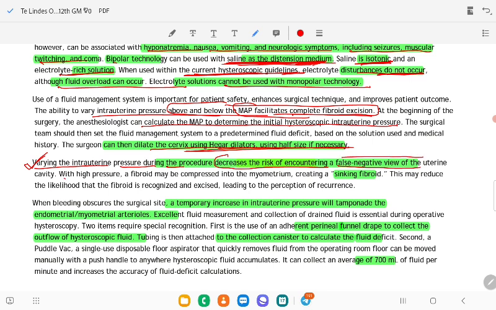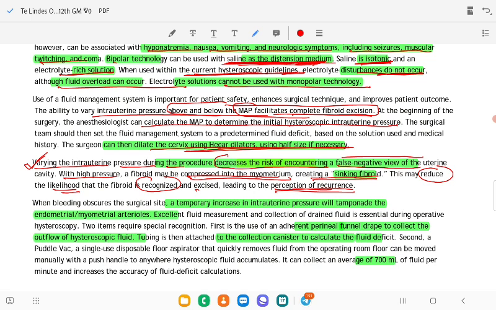If the pressure is very high, the fibroid may be compressed into the myometrium, creating a sinking of the fibroid. This may reduce the likelihood that the fibroid is recognized and excised, leading to partial recurrence. That will lead to recurrence because the fibroid is sinking inside the myometrium and you are unable to find it because of the high pressure. So it will be found at a later stage as a recurrence.